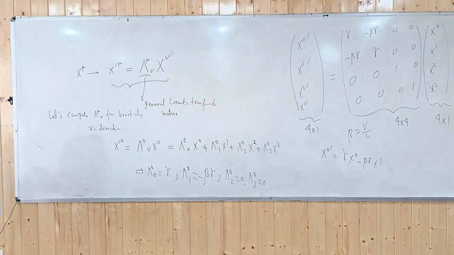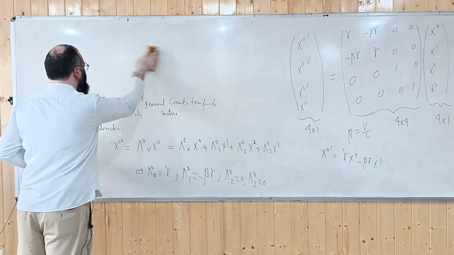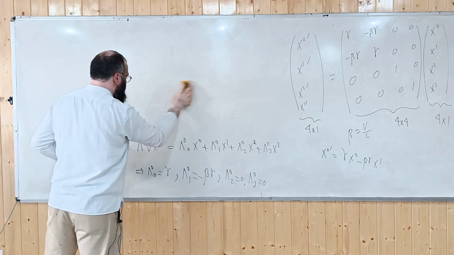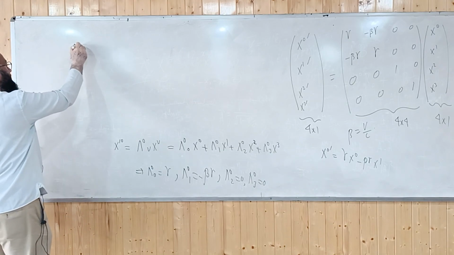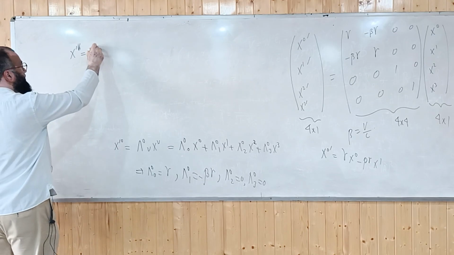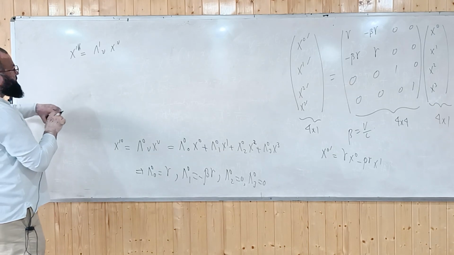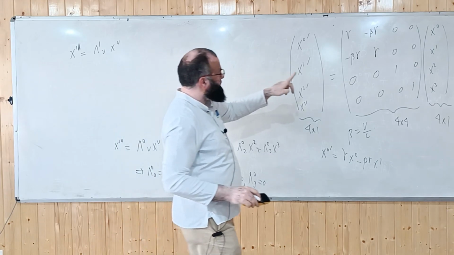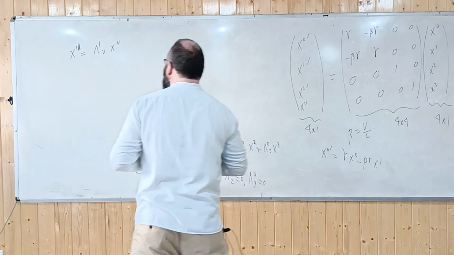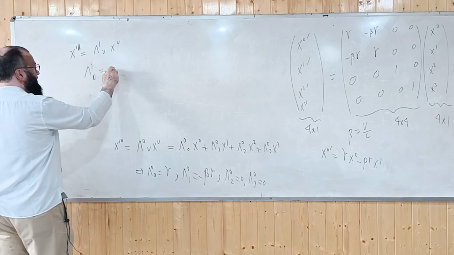So similarly, we can see the others. So let's write now this x prime 1. Okay, so what is x prime 1? It will be lambda 1 nu x nu. Okay, so you can now identify. So let's identify lambda 1 0. So lambda 1 0 is this very object. Okay, so it will be minus beta gamma. So which implies lambda 1 0 equal to minus beta gamma.